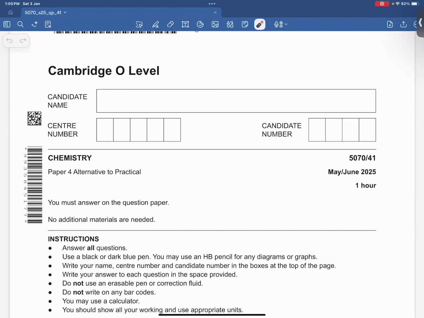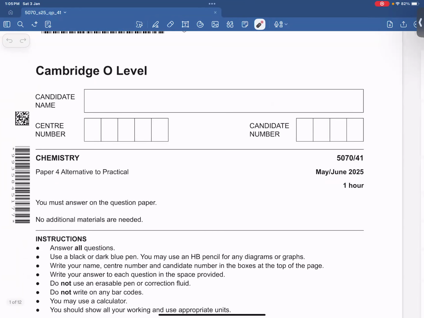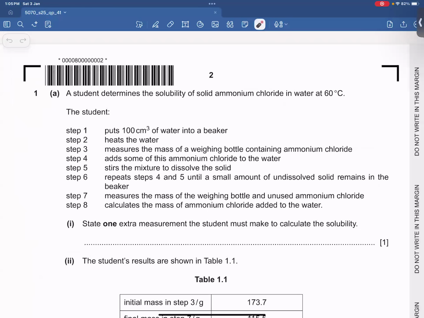Let's start alternative to practical paper 4 of O-level chemistry, May June 2025, variant 41. We need to attempt all the questions. Let's start with the paper. Okay, the first question is related to solubility. The student determines the solubility of solid ammonium chloride in water at 60 degrees Celsius.